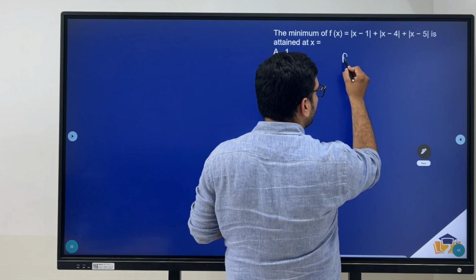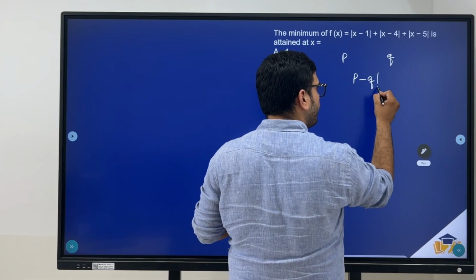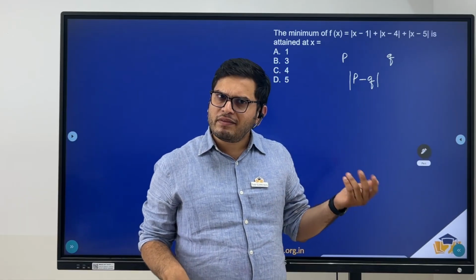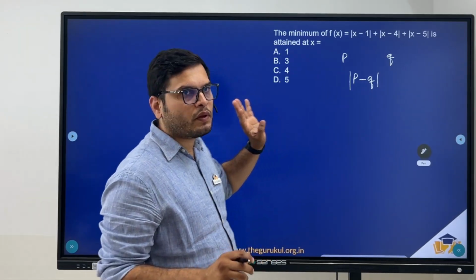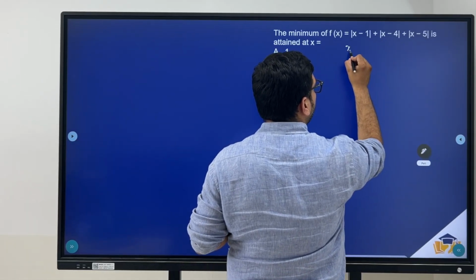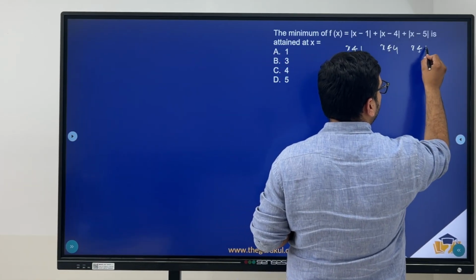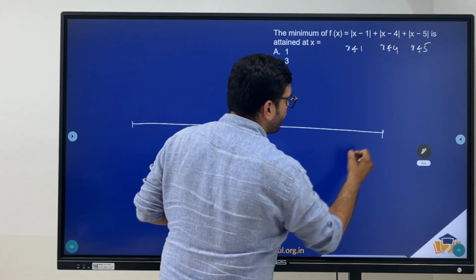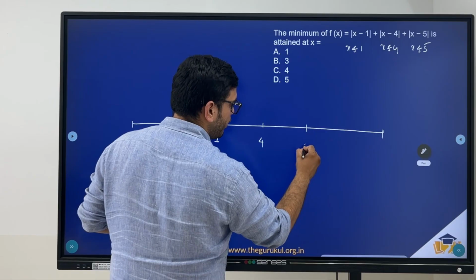Now if you have 2 points P and Q, what would be the distance between these two? That would be modulus of P minus Q, right? So if Q is greater than P, then it would be Q minus P, and if P is greater than Q, then that would be P minus Q, right? So let's apply the same concept here. So what is mod x minus 1? This is nothing but distance between x and 1, x minus 4, x and 4, x minus 5, x and 5. So first let me plot the points 1, 4, 5 on the number line, right?